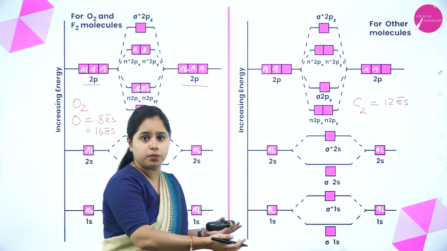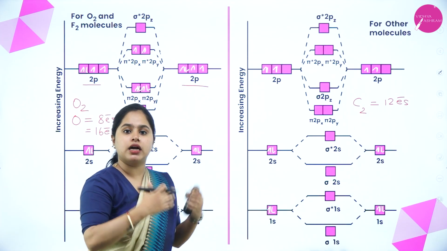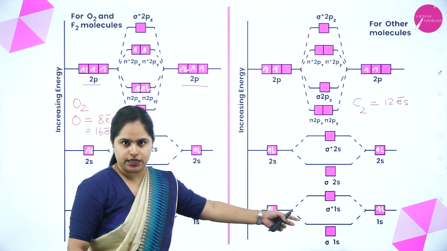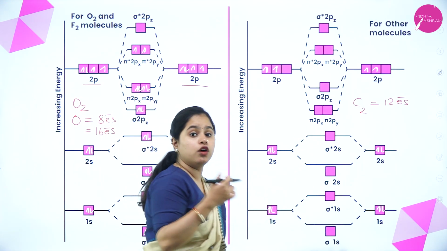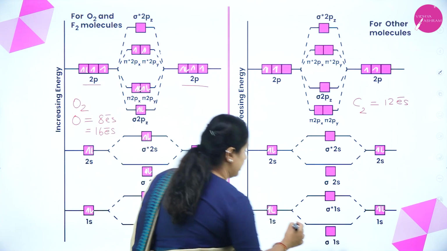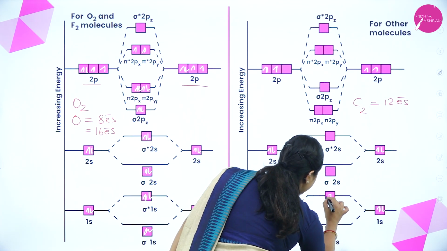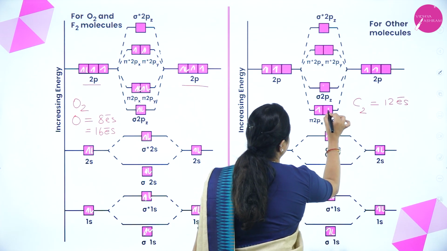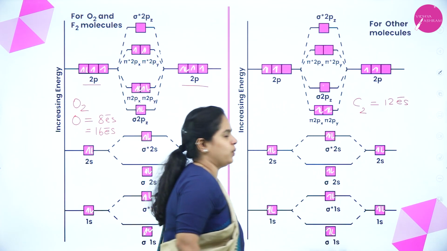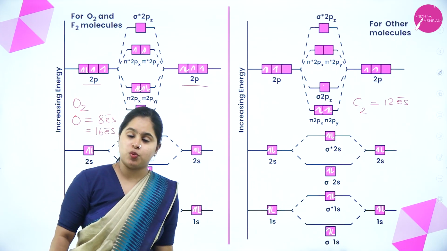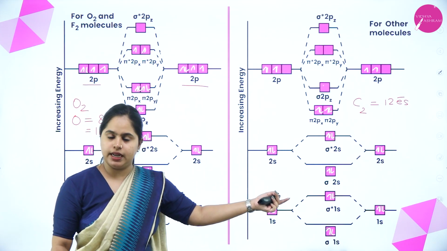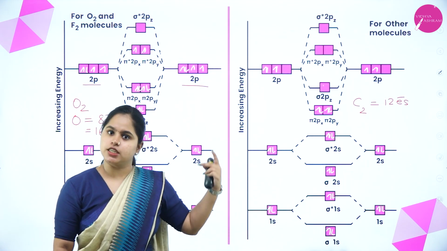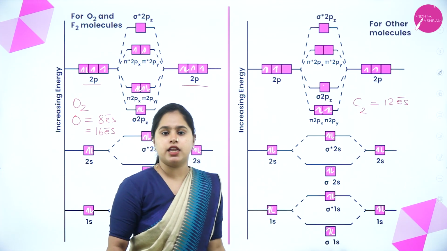We know that the 1s orbitals of both the carbon atoms combine and form molecular orbitals, which are sigma 1s and sigma star 1s. Now a total of 12 electrons need to be filled. So 1, 2, 3, 4, 5, 6, 7, 8, 9, 10 and 11, 12. Now from there, what you can understand is that the C2 molecule is diamagnetic, not paramagnetic. There are no unpaired electrons in this case.